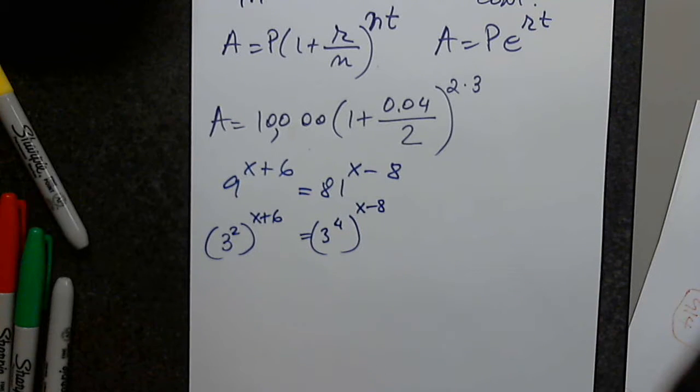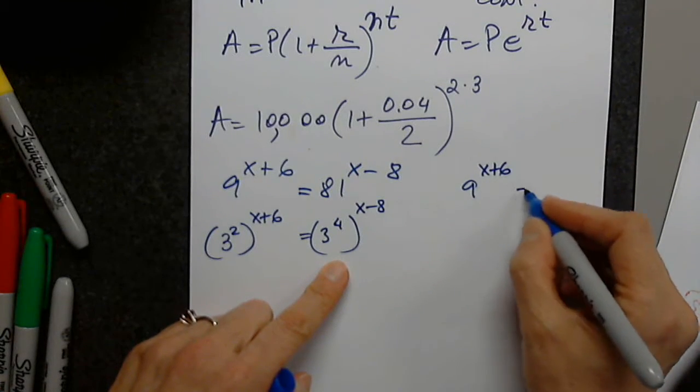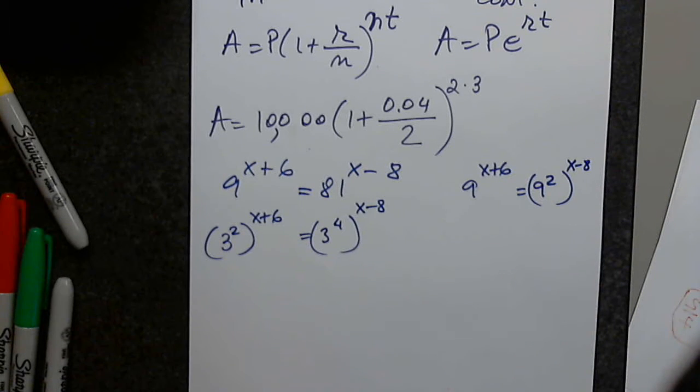Oh, that's what I did wrong. I was trying to make 9 into 8. But it's okay. If you want to use 9, you can. This is 9 to the 2x minus 8. That's fine. You have to write this one more time, and here you copy the base and multiply the exponents, and then equate the exponents.